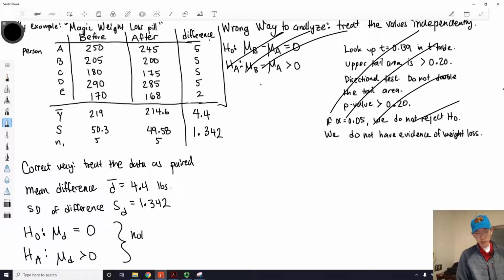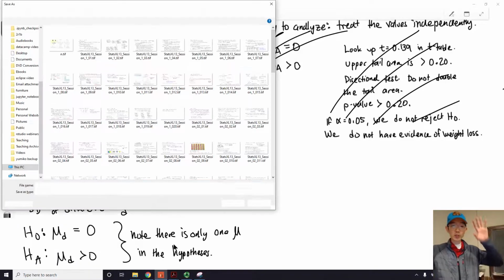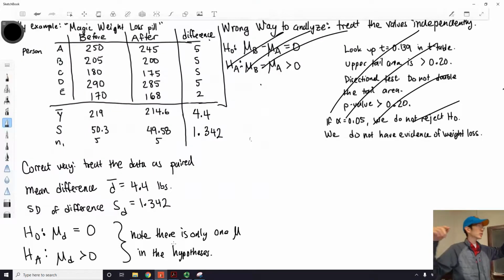Okay? So note, there is only one mu in the hypotheses. Okay? We're not talking about two populations anymore. We're not treating the values from before and values from after as two separate populations. We're just comparing before versus after, and we're saying that there's one mean average weight loss. Okay, that's what we're saying here. So we're only looking at the mean difference.